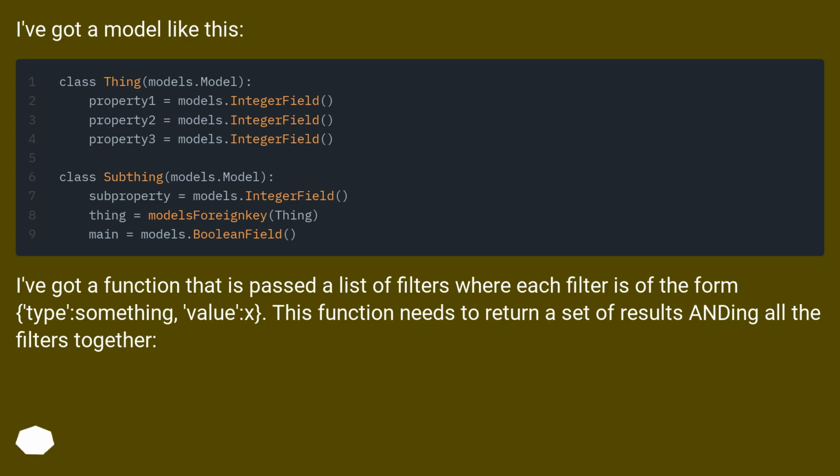I've got a function that is passed a list of filters, where each filter is of the form 'type': something, 'value': x. This function needs to return a set of results ANDing all the filters together.